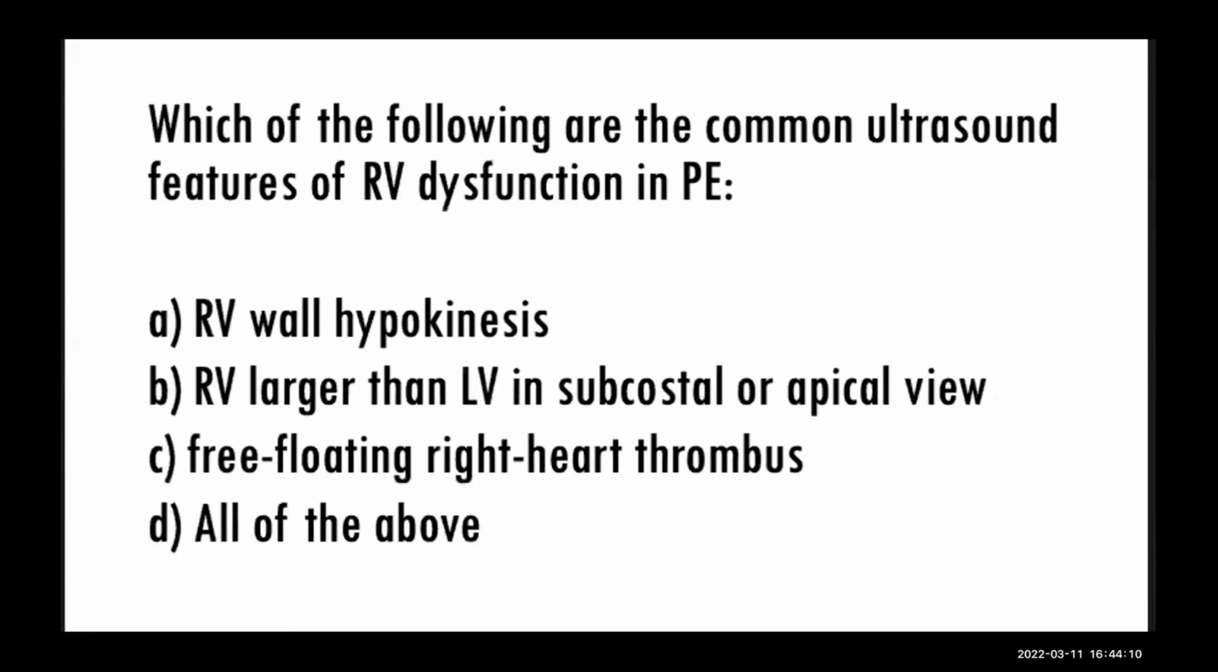Okay, so let's wrap that section up with another poll. Let's see what you guys think about this one. Which of the following common ultrasound features of RV dysfunction are in PE? RV wall hypokinesis, and that's the McConnell sign that I was discussing. RV dilation, when the RV is bigger than the LV. Or free-floating right heart thrombus, clot in transit. All of the above. Okay, you guys are crushing this. Absolutely, all of the above.